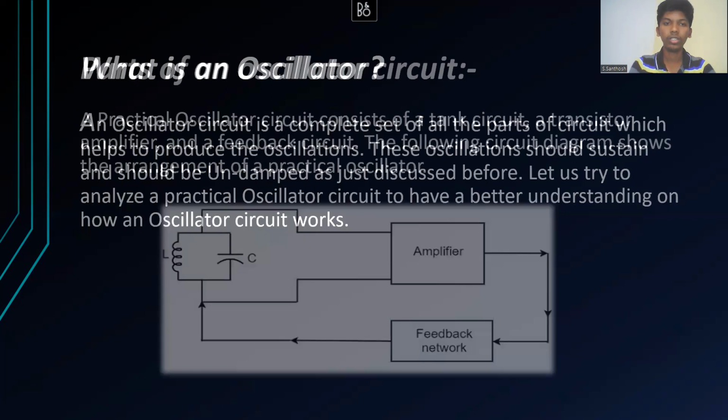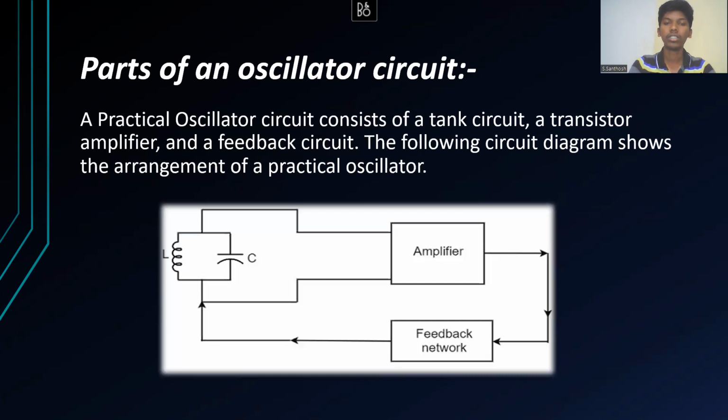So let's see about the parts of an oscillator circuit. As we said before, an oscillator is a complete set of parts of a circuit. So these are the parts. That is, you'll have a tank circuit, a transistor amplifier, and a feedback network. A tank circuit is this over here that you're seeing, a combination of an inductor and a capacitor. That's what you call a tank circuit. And you have an amplifier, transistor, and a feedback network. So this is what an oscillator consists of. That is a basic diagram for it.